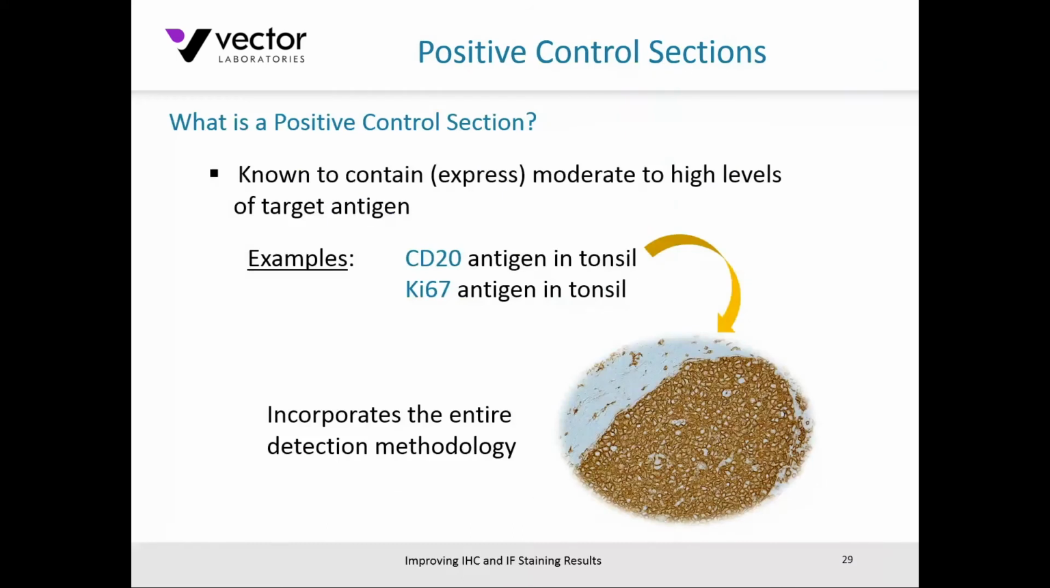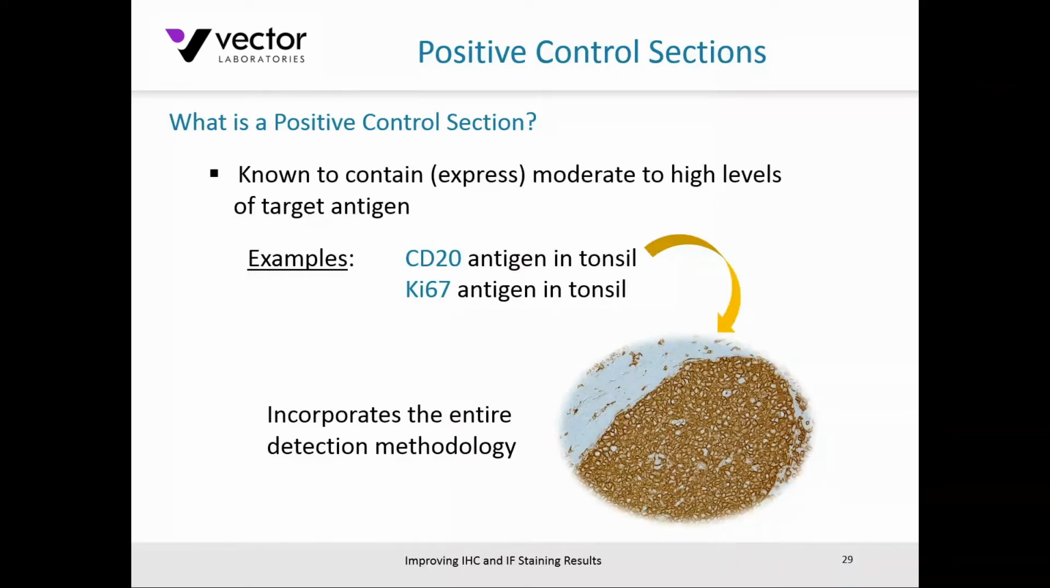Okay, so to ask the question then, Craig, what is a positive control section? I've got a bit of a definition here. It's known to contain or express a moderate to high level of a target antigen, preferably the target antigen you're looking for. The example I've got here is a piece of tonsil stained with DAB, hence it's brown. It's looking at this CD20 marker in tonsil. It's a B cell marker and gives you a nice robust stain.